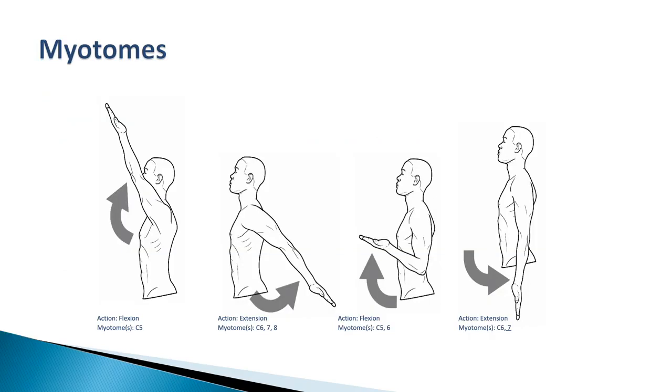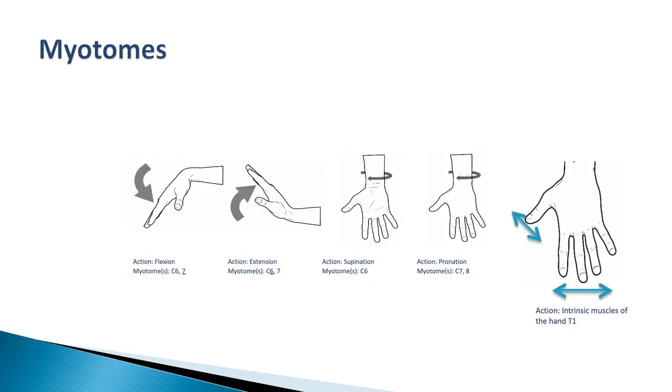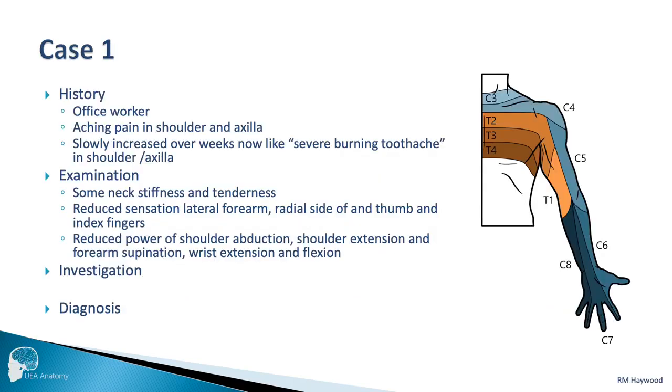Now looking at the myotomes, she has reduced shoulder extension, elbow flexion, and elbow extension. Wrist flexion and extension and supination are reduced, but other movements are normal. The common myotome for the reduced movements is C6. So our working diagnosis is a C6 nerve root problem.